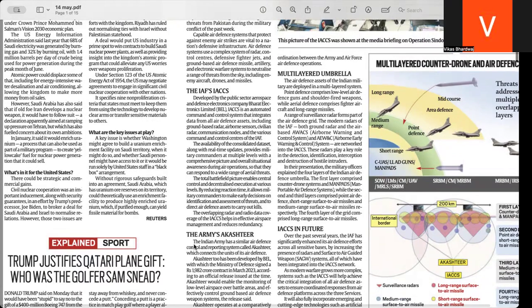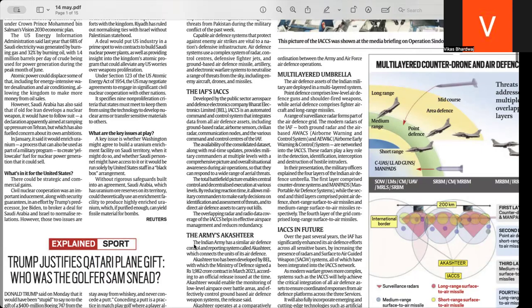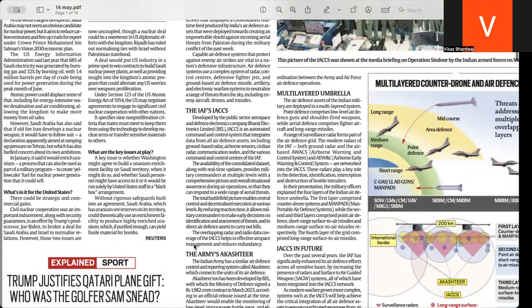It is a strategic and commercial gain for the US, and obviously the US is going to benefit. These things are at play because America might agree with the idea of a uranium enrichment facility on Saudi territory, because it is going to strategically help the United States. Saudi Arabia has uranium reserves on its territory. It could theoretically use an enrichment facility to produce highly enriched uranium, which, if purified enough, can yield fissile material for bombs.